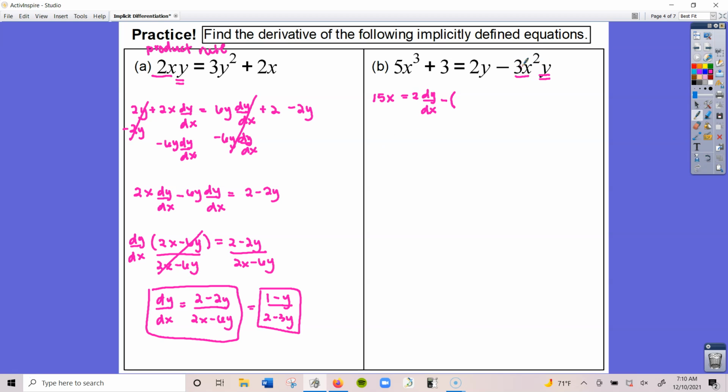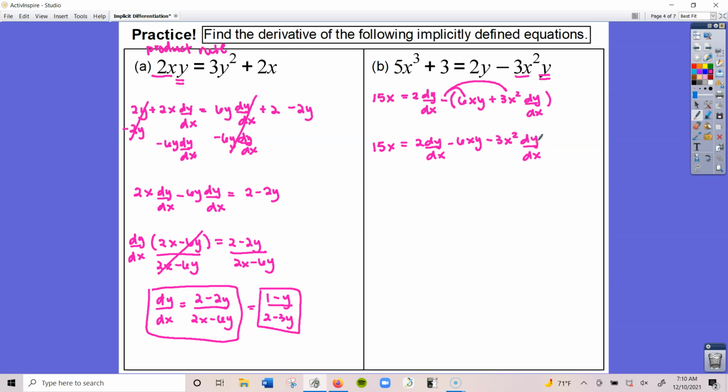So when I take this derivative, remember the derivative first, so the derivative of 3x squared is 6x, leave y alone, plus 3x squared, and now the derivative of y, which is dy dx. Now I'm going to distribute this negative. So we got 15x is equal to 2 dy dx minus 6xy minus 3x squared dy dx.